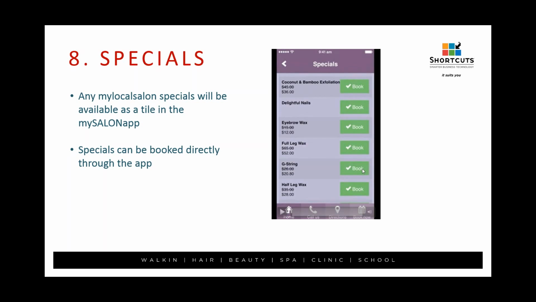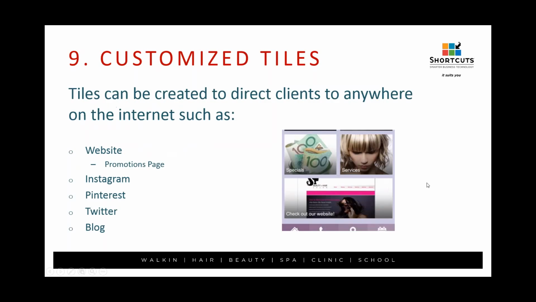And then somebody did make a comment here. Yes, you guys, specials are for services only. Specials for My Local Salon are not currently available for products at the moment. So yes, specials that you set up would be for services, and then clients can book for those services or check in for those services through the app.